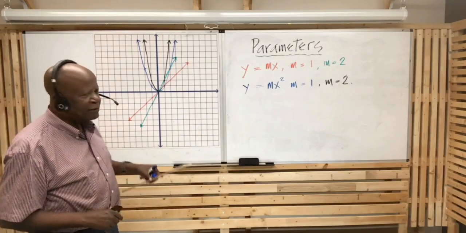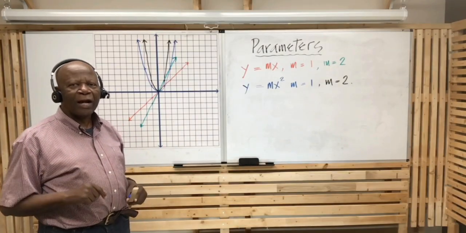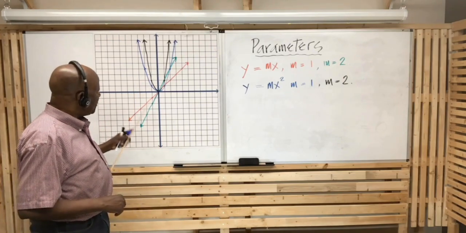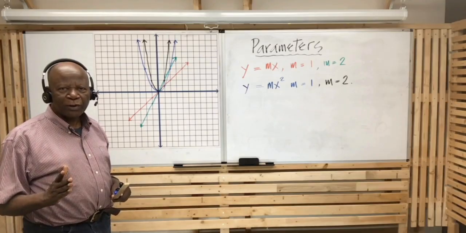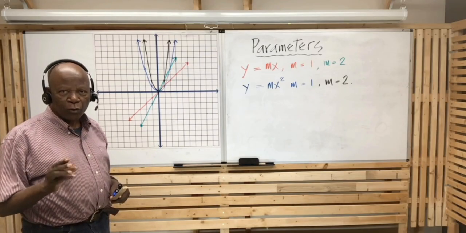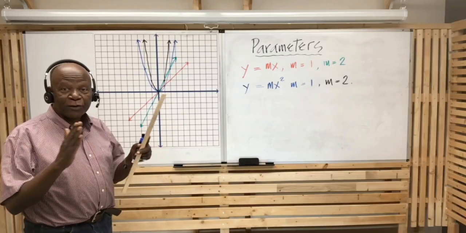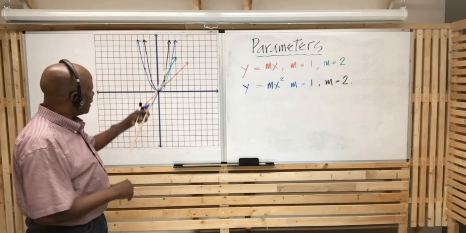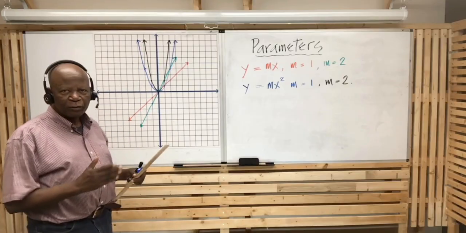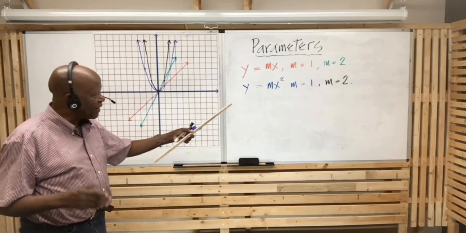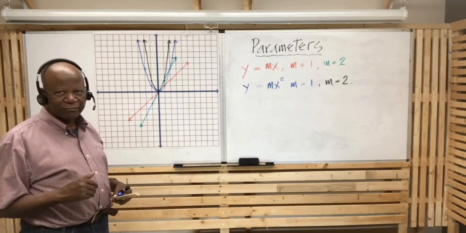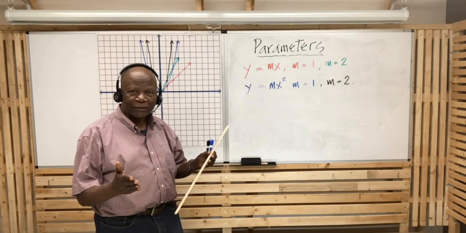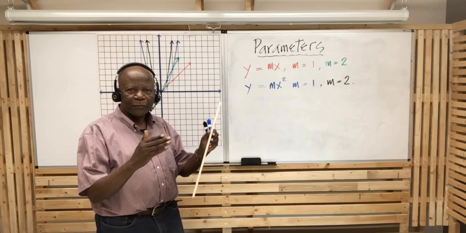Now, let's make m greater than 1, for example, 2. If you make it 2, what happens to the graph? Number 1, it makes the graph narrow. In other words, it makes it skinny. You can see the one in black. That's the graph of y is equal to 2x squared. It makes it skinny. If m is greater than 1, the graph is narrow.